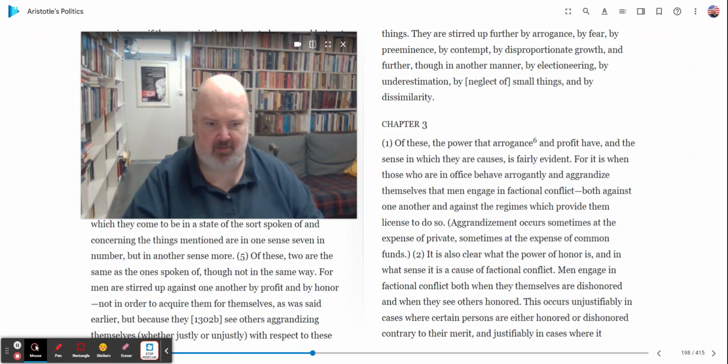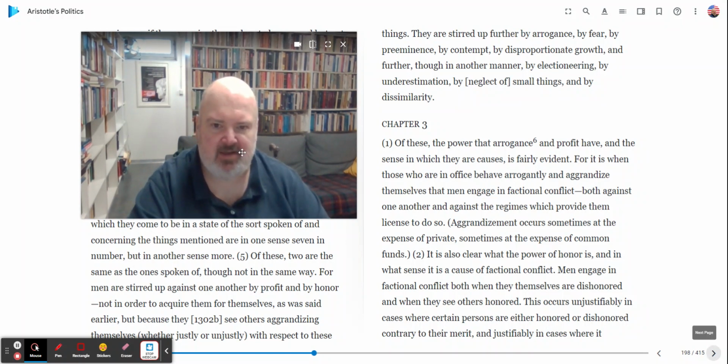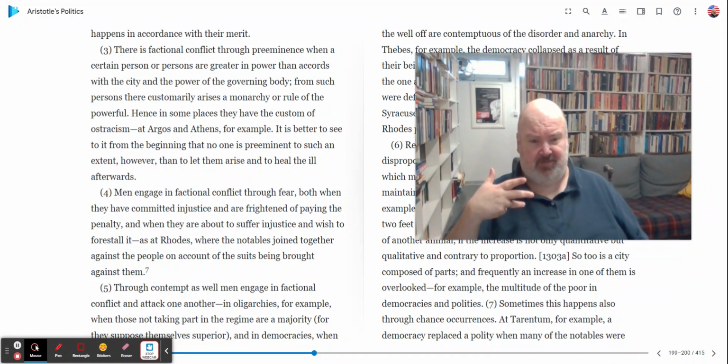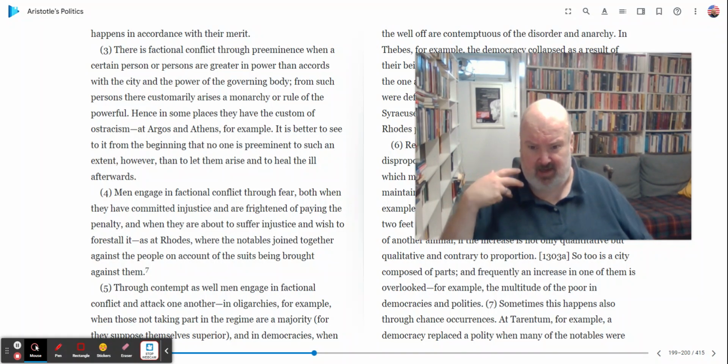It is clear what the power of honor is, and in what sense it is the cause of factional conflict. Men engage in factional conflict both when they themselves are dishonored and when they see others honored. This occurs unjustifiably in cases where certain persons are either honored or dishonored contrary to their merits, or justifiably in cases where it happens according to their merits. Right? It can happen justifiably and unjustifiably. They're either dishonored or honored based on the merits. Okay? So therefore, this is the idea.